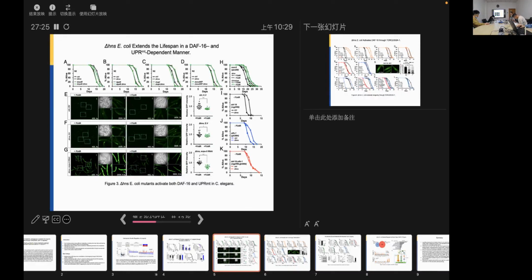So A, B, C, D, all of them have the same message. I'm just helping you, okay? I'm just summarizing that the longevity effect of the HNS mutant is independent of cholinic acid production. Full stop. That is what ABCD show us. That's a take-home message. That's what I expect to hear when I listen to the YouTube explanation. Okay, so that's a very clear message. Okay, let's continue.